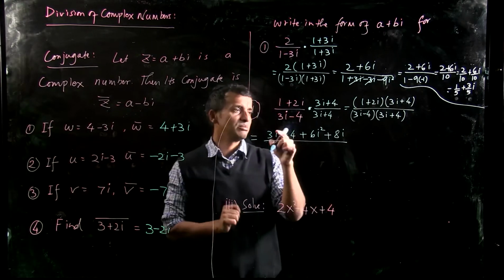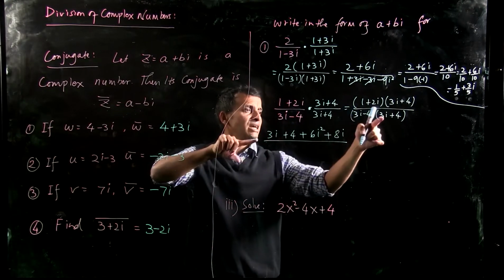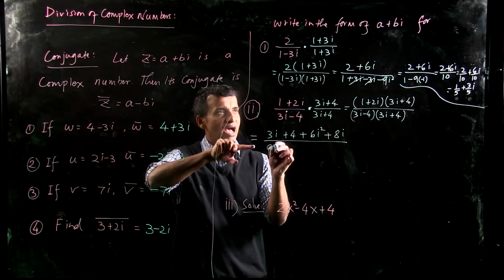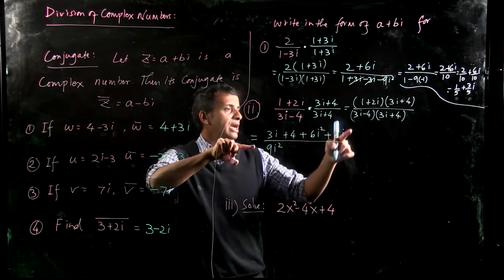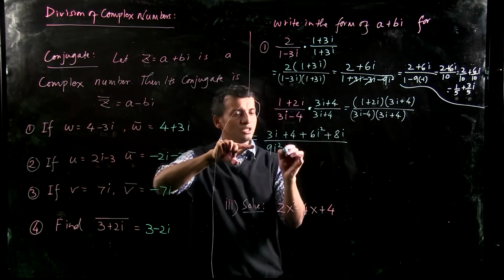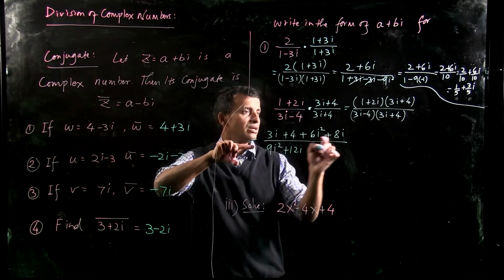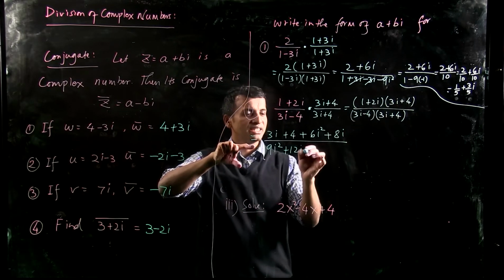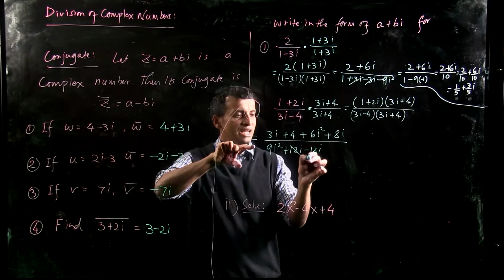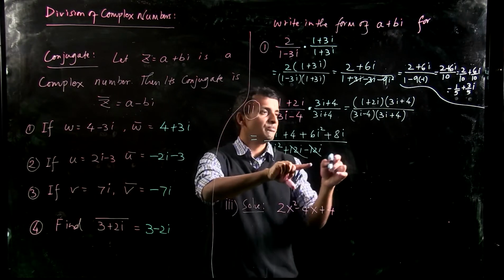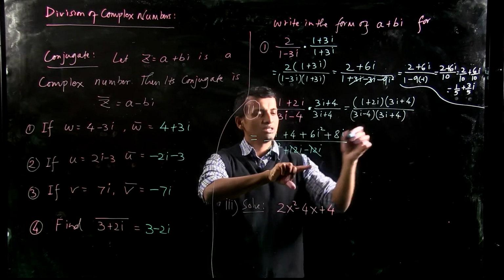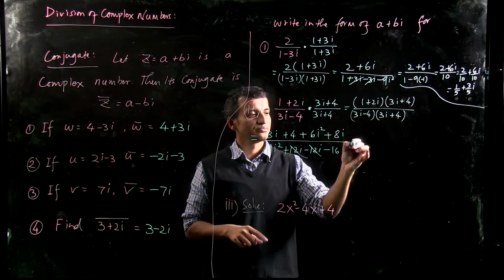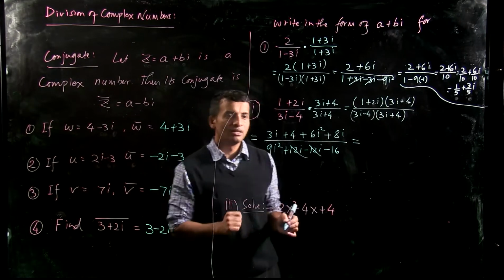And on the bottom part you have the similar thing. 3i times 3i is 9i squared, and then 3i times positive 4 is positive 12i. Negative 4 times 3i is negative 12i. You see that they always cancel the middle term, and the negative 4 times positive 4 will be negative 16. So what do you get there?